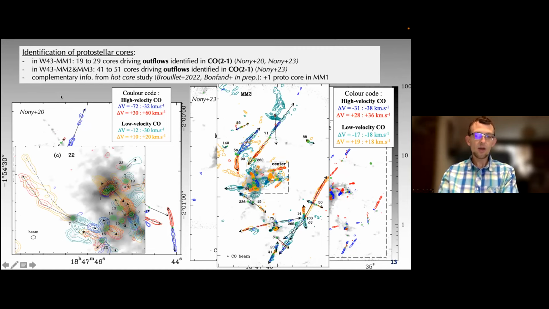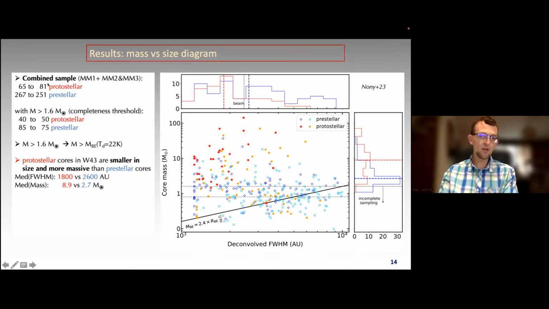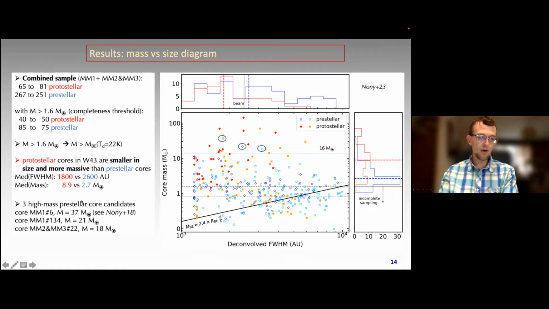Using the outflows in these two regions and combining the samples, I reach a sample of about 80 protostellar cores. The remaining cores, which do not drive outflows or are not associated with a hot core, are assumed to be prestellar core candidates. This is a mass versus size diagram showing that the protostellar cores are smaller in size and more massive than prestellar cores. I also highlighted the high-mass prestellar core candidates, which are very rare objects. Here is one of the objects that we studied before in MM1, core number 6, and two other candidates with lower masses.